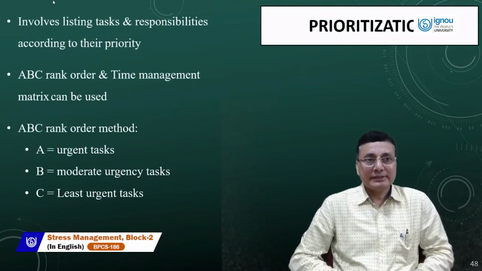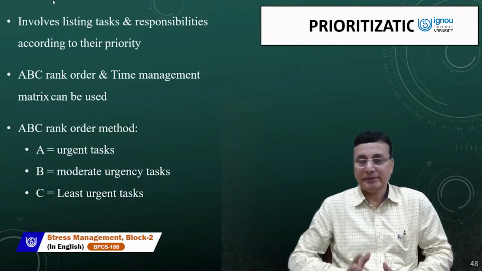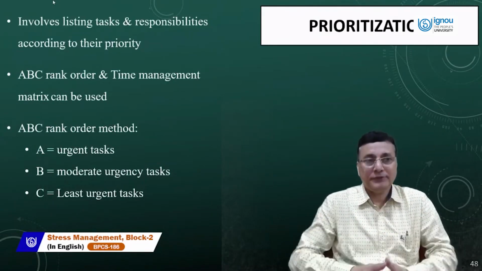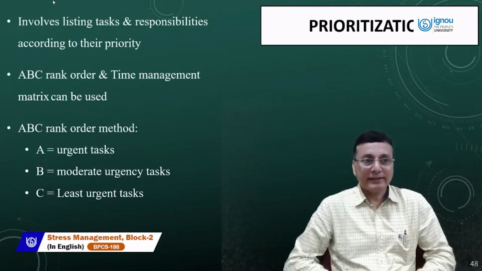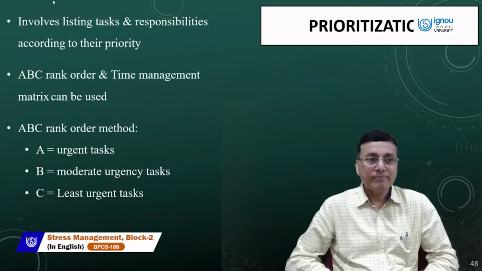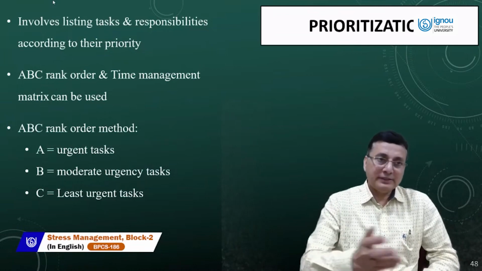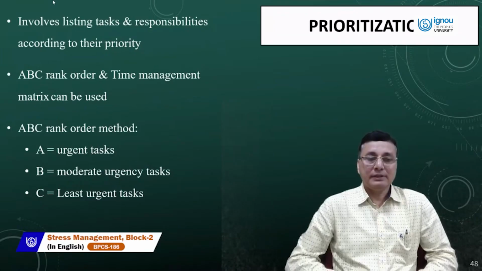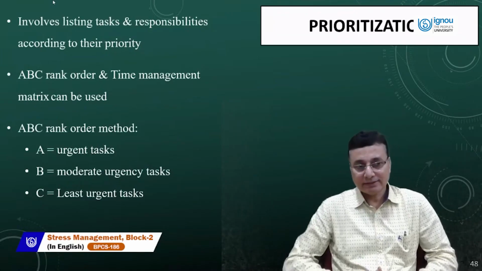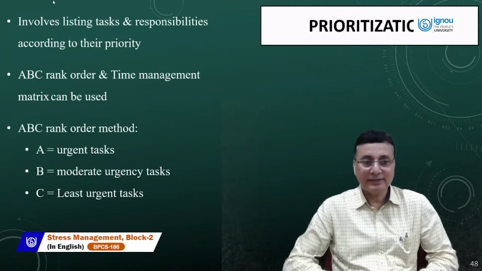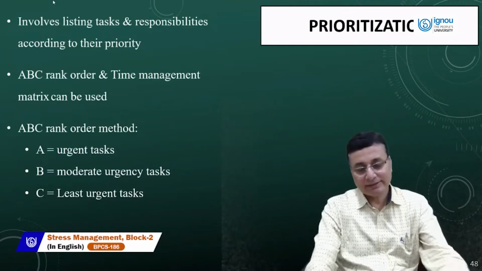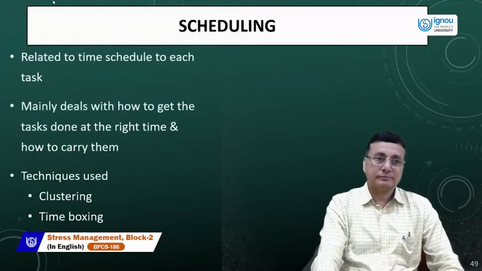Like it involves listing tasks and responsibility according to the priority. So the most important tasks should be done, most urgent tasks should be done first. ABC rank order and time management metrics can be used. So we'll discuss the time management metrics later on. Then ABC rank order method is A for urgent task, B for moderate urgency task, and C for least urgent task. So you can develop your own way, but this can also be done.